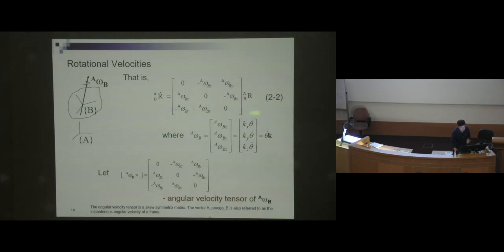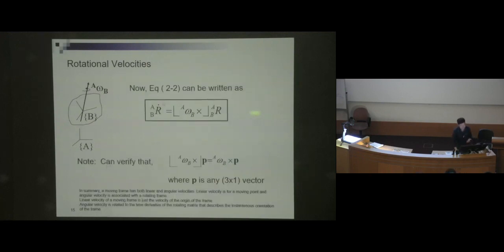The vector A omega B is also referred to as the instantaneous angular velocity of a frame. It's instantaneous, so at that point in time. So the A B R dot can be written in this form, where you have your skewed matrix, the angular velocity, multiplied by A B R. You can verify that A omega B cross P, where P is any 3x1 vector, remembering that all the position vectors are represented with a column vector, is equal to A omega B cross P. This representation makes sense when you see the relation between these. When you have your A omega B cross P, it's the same as this skewed symmetric matrix multiplied by P.